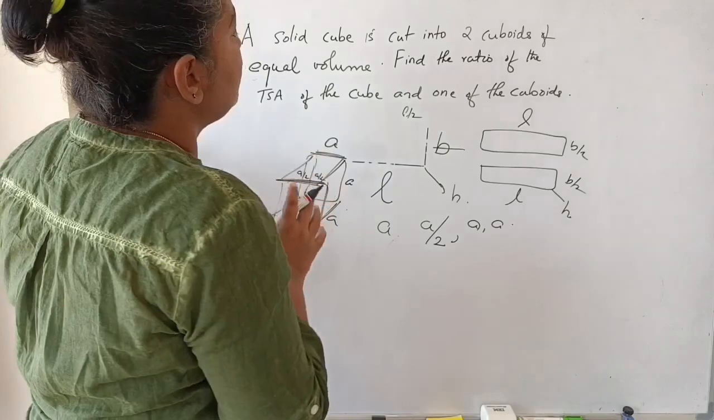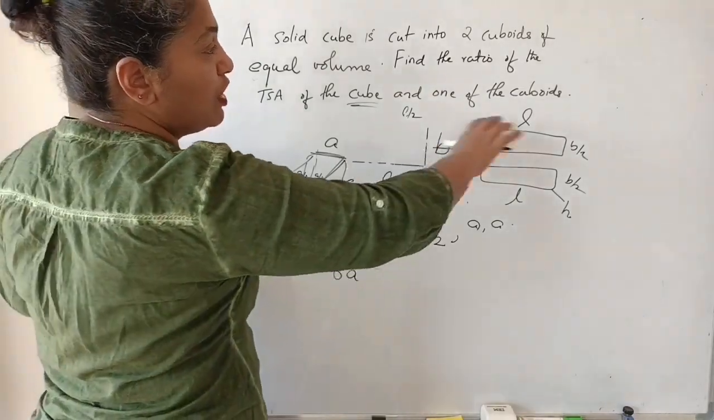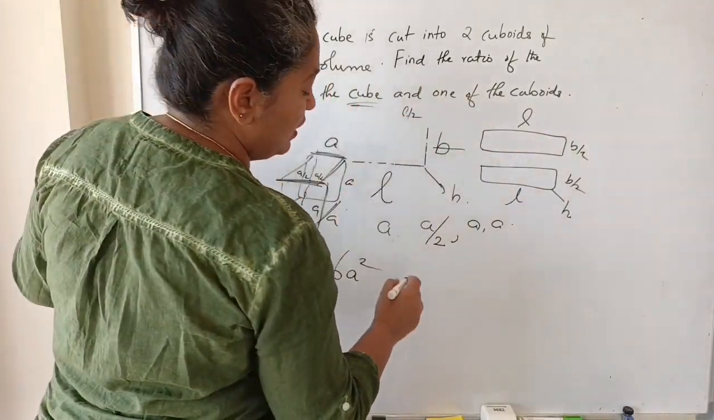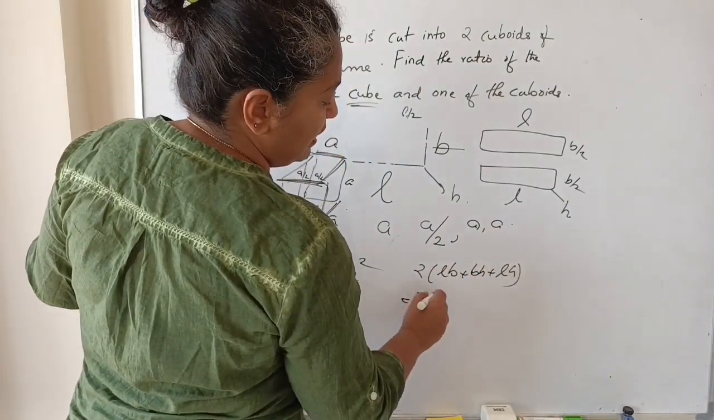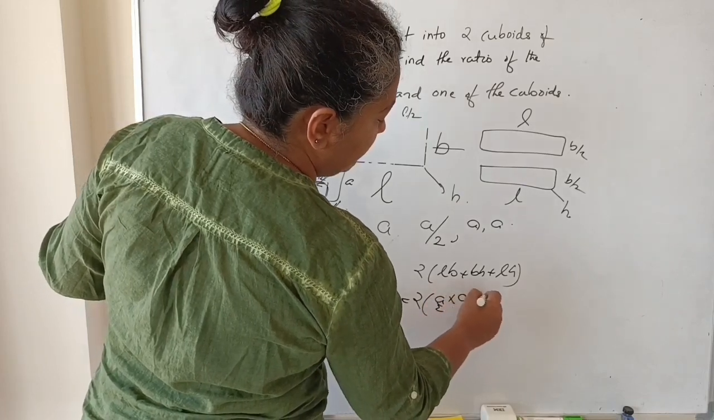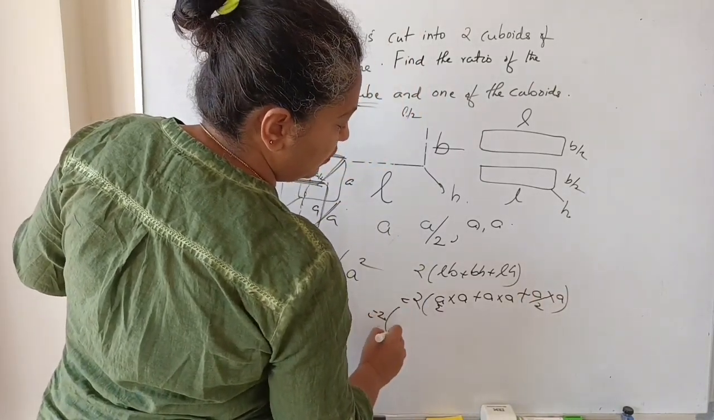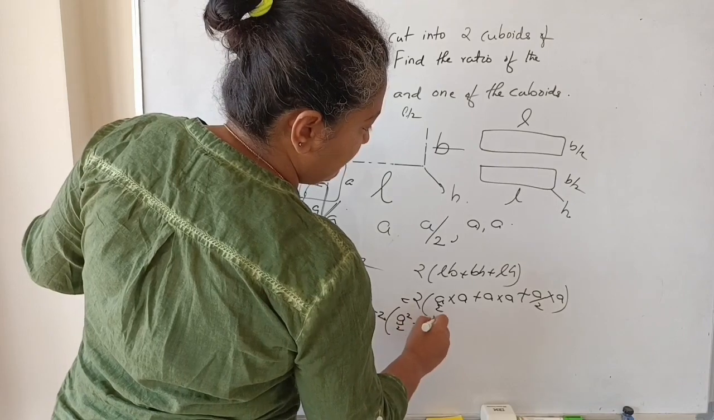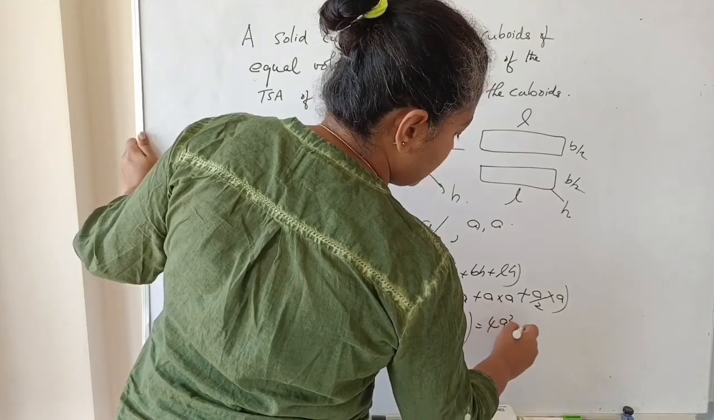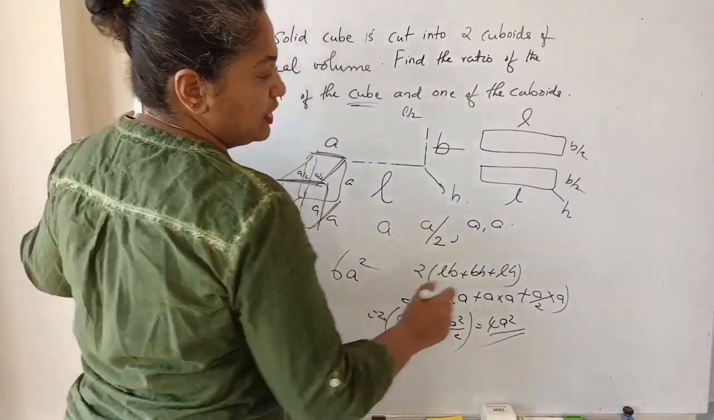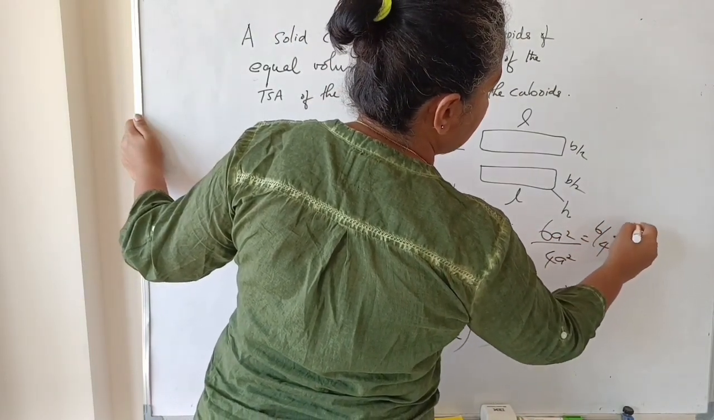Okay. Now find the ratio of the TSA of the cube. What was the TSA of the cube? It is 6A square. Now, for one of the cuboids, we need to find the TSA. So the TSA of a cuboid is given by 2 into LB plus BH plus LH. Now, my length became A by 2. Breadth is the same. Height is the same. So what do I get over here? 2 into A square by 2 plus A square plus A square by 2. So I will get 4A square. Okay. I need to find out the ratio, which is 6A square by 4A square, which is 6 by 4, which is 3 by 2.